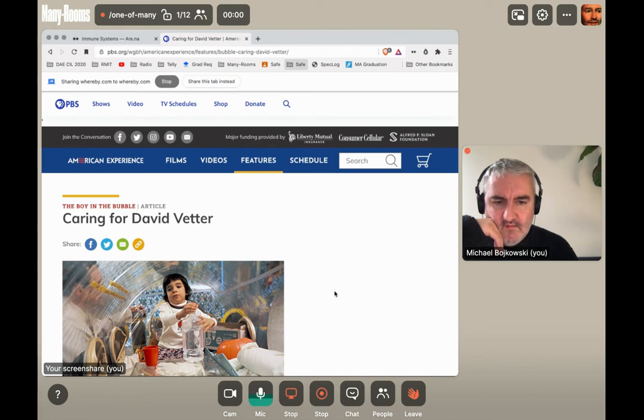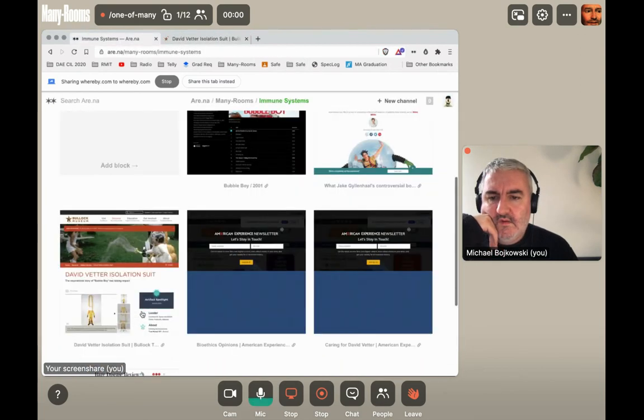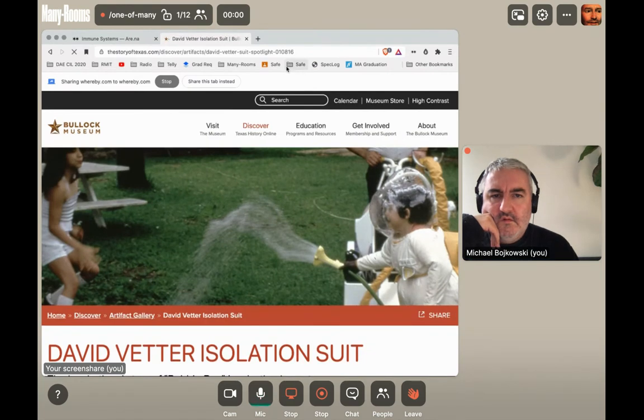David Vetter isolation suit. Did I add that? Let me have a look. I did add that. TB Ward. Why am I? There's a few things that I kept. This is actually from another project that's very similar, based around the film Safe, which is part of a workshop conducted via Bus Projects in Melbourne. But the crossover is very deliberate and very helpful.